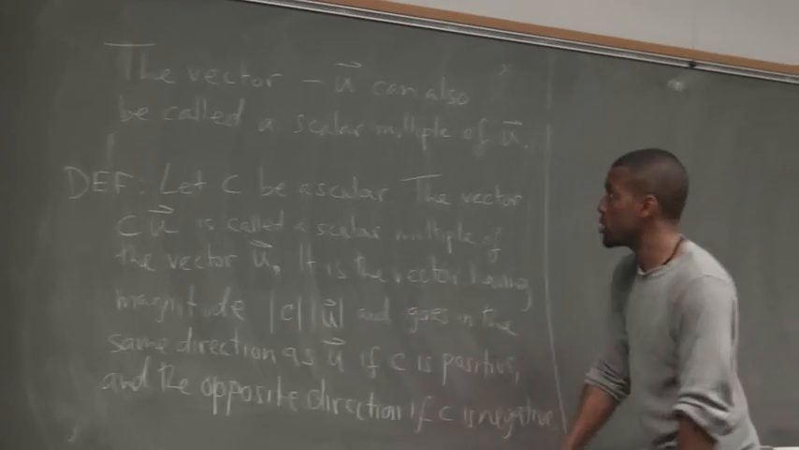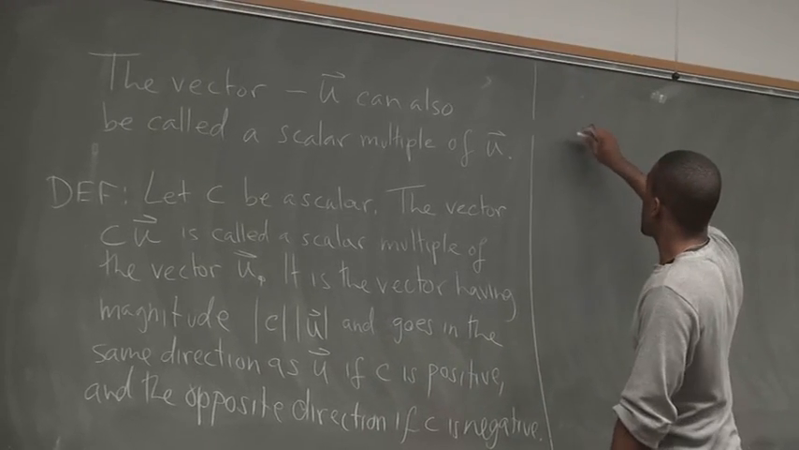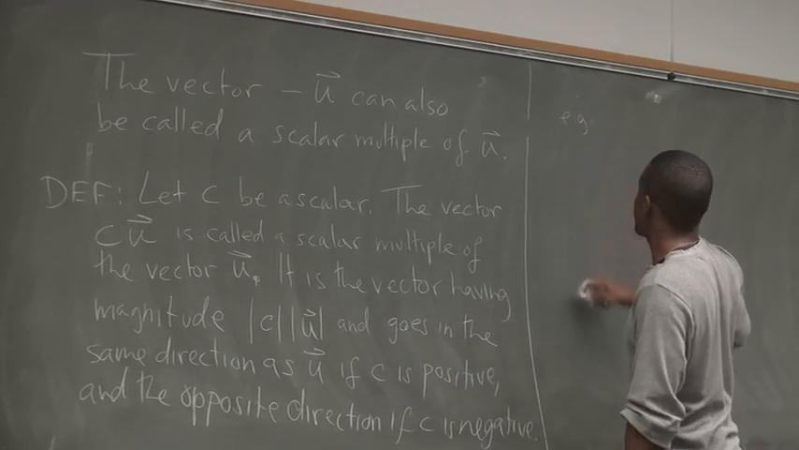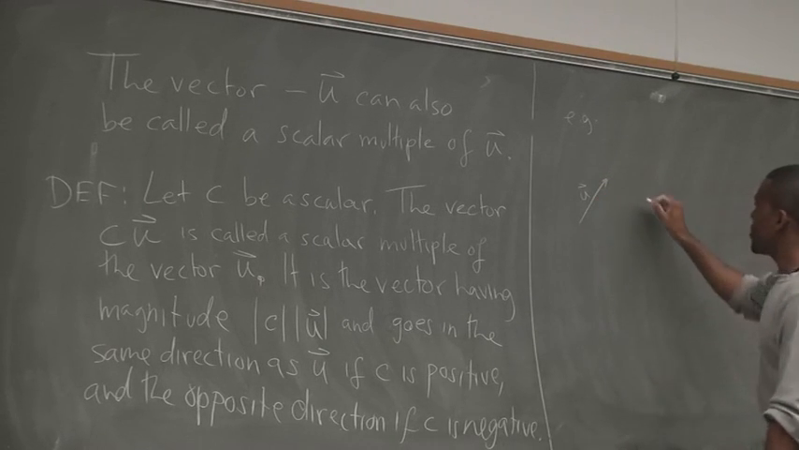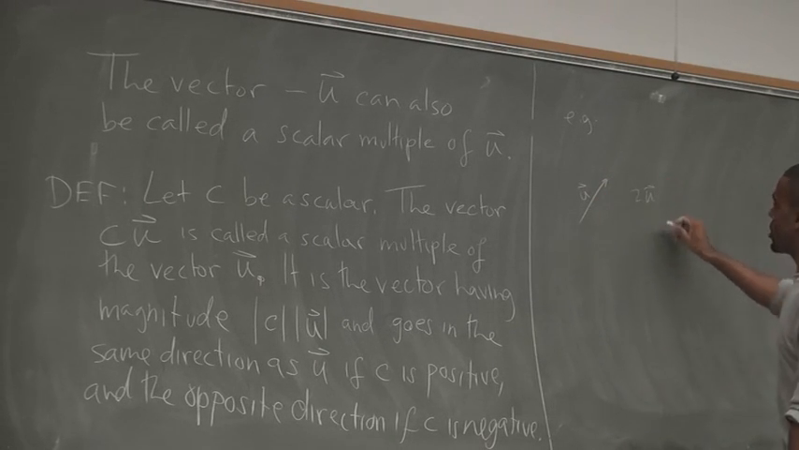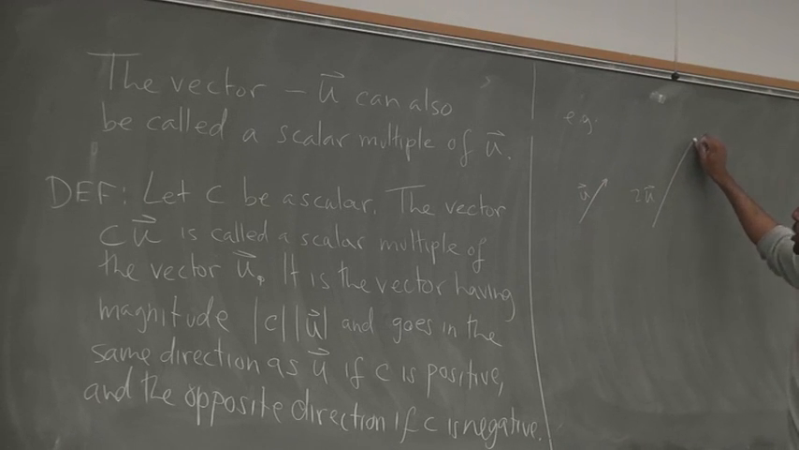I'll make this notation clearer in a bit. So, example, if this is u, then the vector 2u is just going to be a vector in the same direction as u, except it's double the length. The vector minus 2u will be double the length, but it travels in the opposite direction.